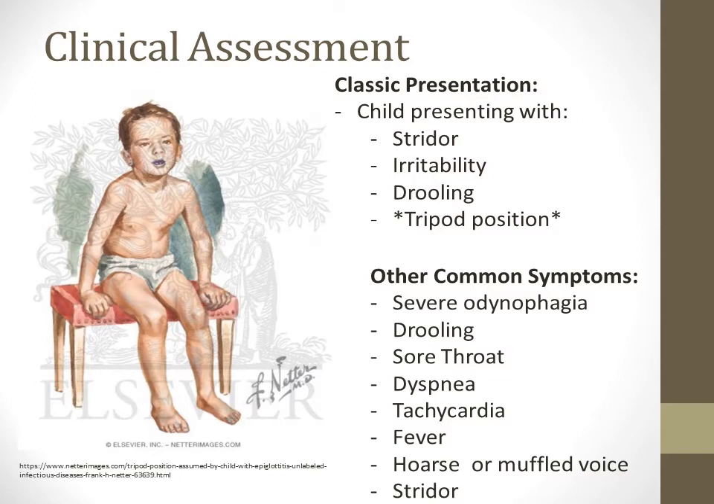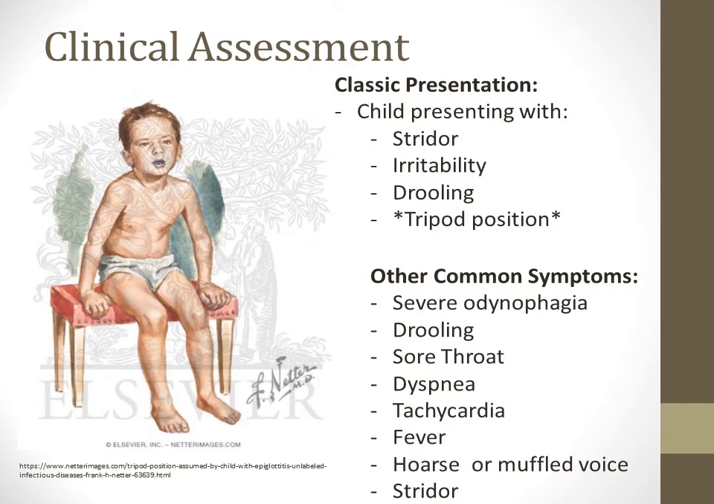So moving on to the clinical assessment, the picture shown on the slide shows the classic presentation of epiglottitis, which is an acute onset of stridor and drooling in an irritable child who is sitting in the tripod position. So you can see in the picture the tripod position consists of sitting stiffly, holding oneself upright using both arms, and simultaneously holding one's mouth open with the neck outstretched.